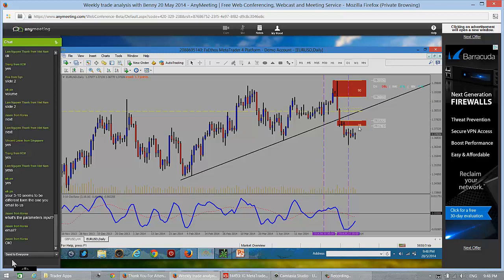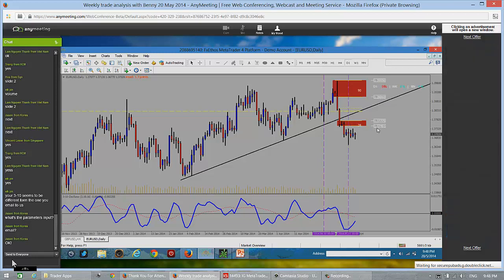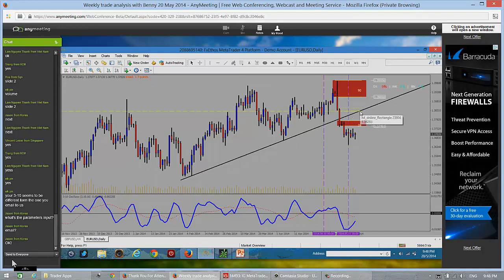Alright, so basically I have 3 potential levels to sell. One is the 3750, the other one is this level, and then the next one, the ultimate one, will be this. Alright, so that's what I see on the euro dollar.